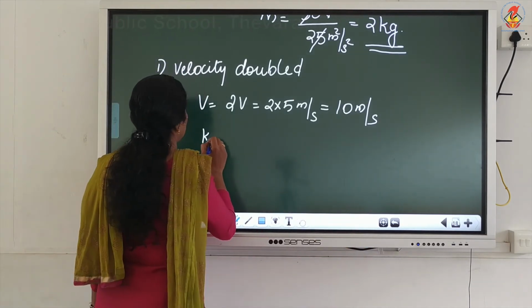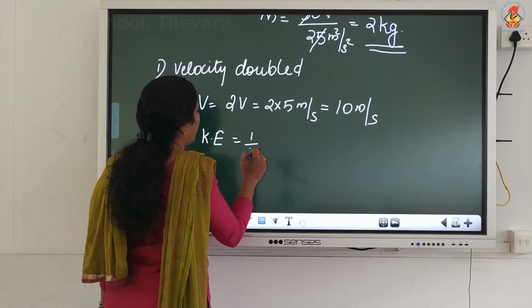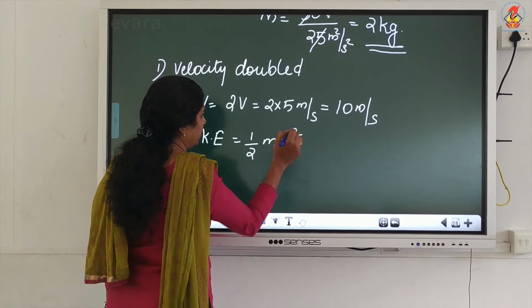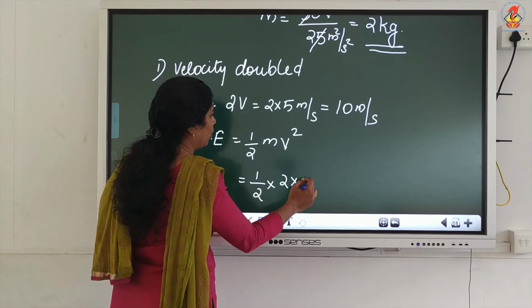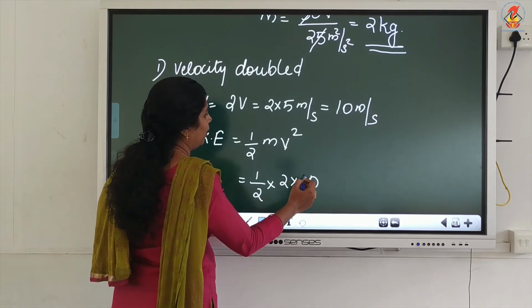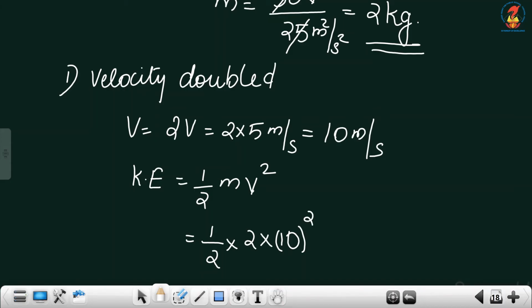So, kinetic energy is equal to half m v square, that is equal to half into 2 into 10 whole square. What is the answer? How much kinetic energy will be there? 2 and 2 will get cancelled. So, what's 10 square? That is equal to 100 joule.